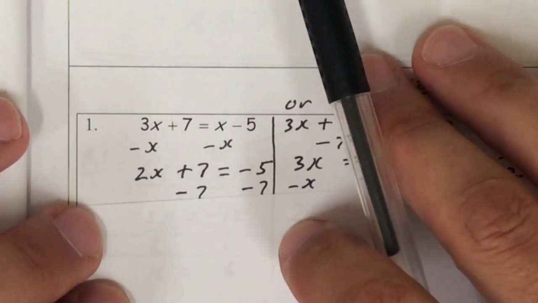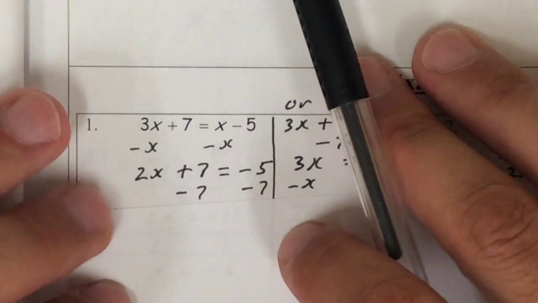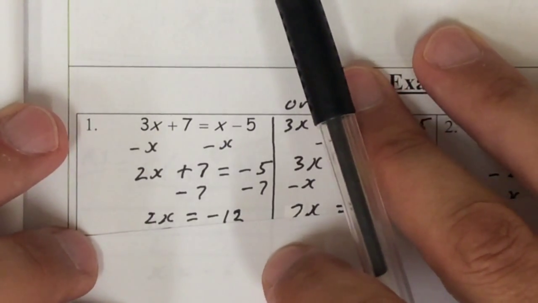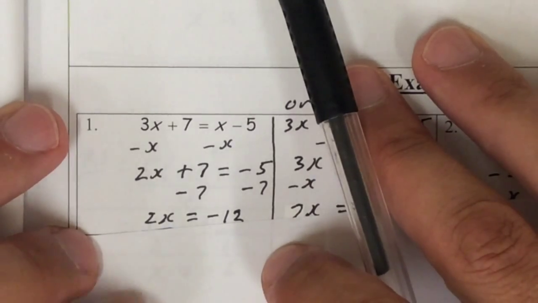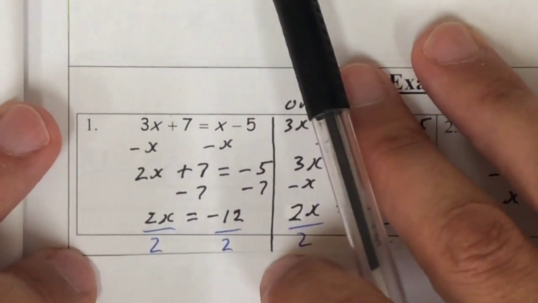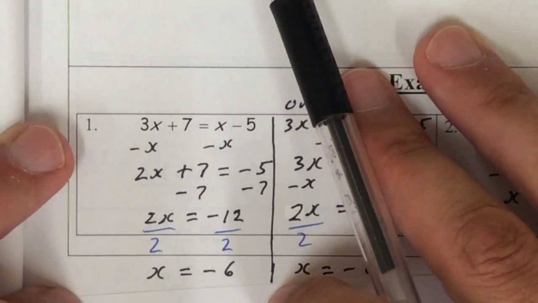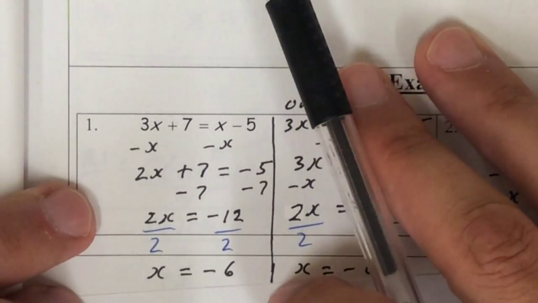Now we're going to subtract the 7 from both sides, so we have a two-step equation, right? Subtract 7 from both sides, and you get 2x equals negative 12. Now divide by 2, and you've got x equals negative 6. So that's one way of doing that question.